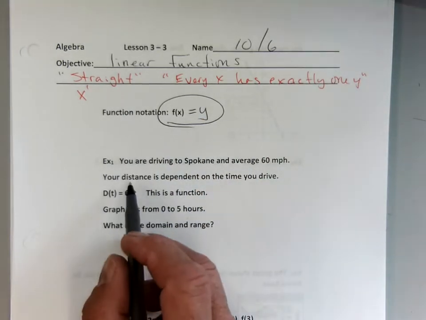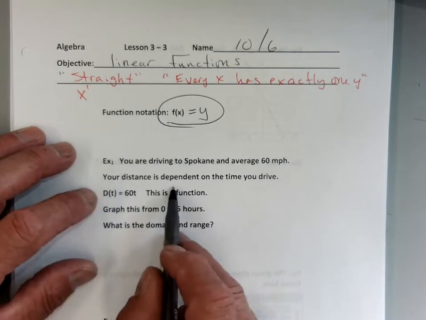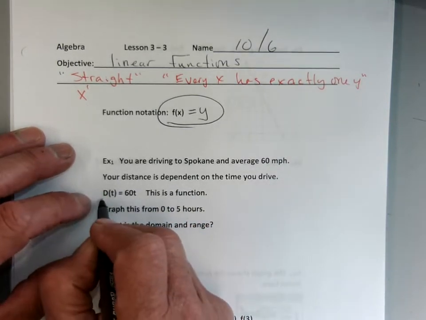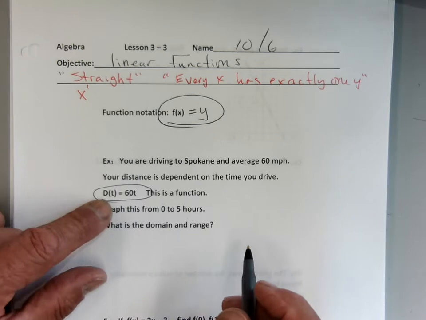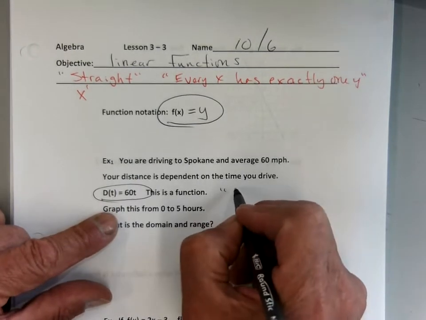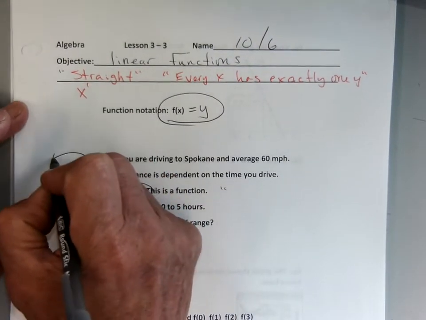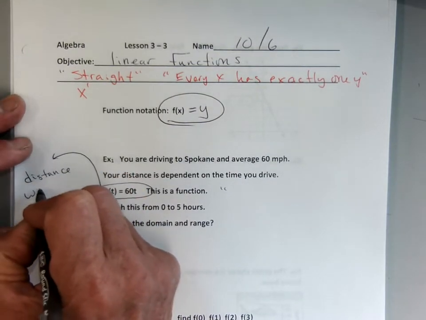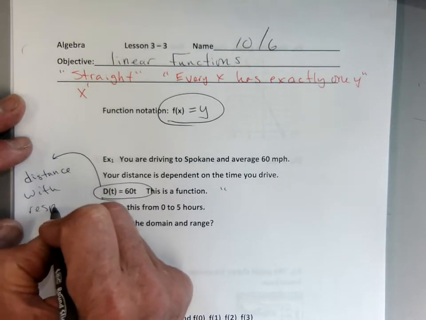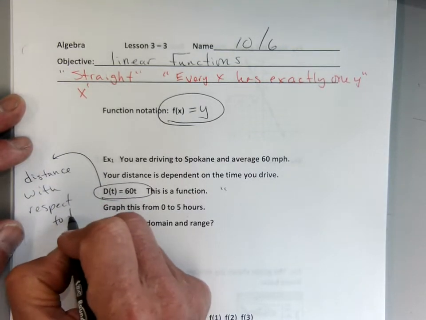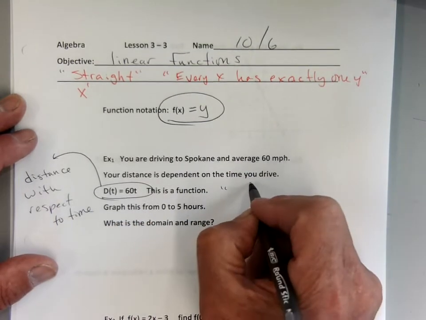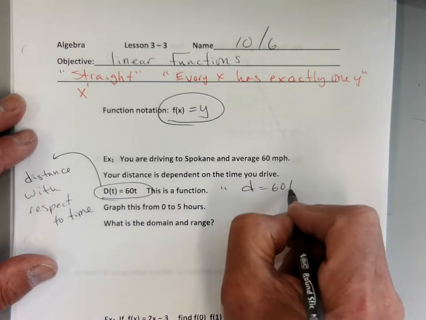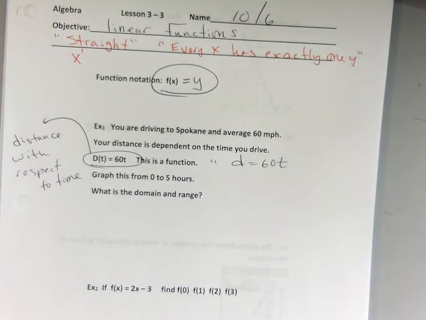Now, let me see if I can describe. So you're driving to Spokane, average 60 miles per hour. Your distance is dependent on the time you drive. So d of t, this is a function. Distance with respect to time. Let's write that down. This is distance with respect to time. Okay? I could have written it as d equals 60t. I don't need the d of t. I could have just written d equals 60t.